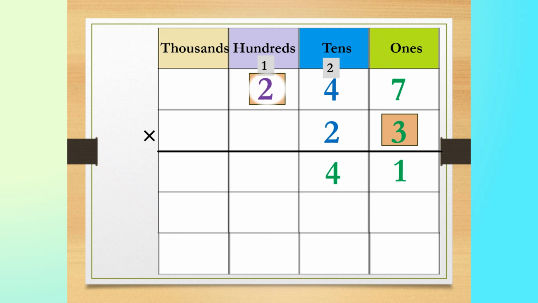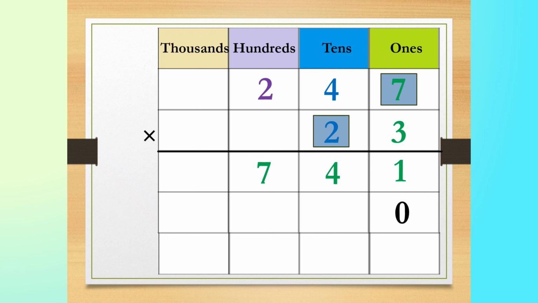Now 3 times 2 is 6. 6 plus 1 is 7. Put the 0 placeholder, Mr. 0, and start multiplying with the tens. 2 times 7 is 14. Write down the 4, regroup the 1. 2 times 4 is 8 plus 1, 9. And then 2 times 2 is 4.